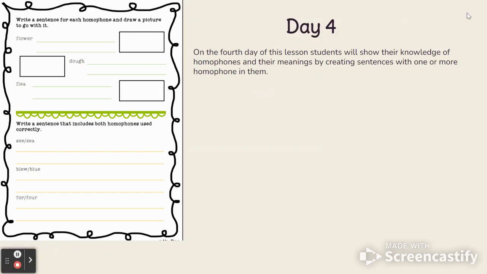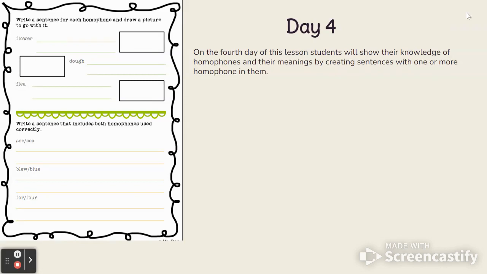All right, and then on day 4, this is going to be the last day prior to assessments. This is going to be an independent worksheet. They're going to show their knowledge of homophones and their meanings by creating sentences with 1 or more homophones in them. In the top 3, there's a word that they need to write a sentence using: flower, doe, and flea. They also need to include a picture.